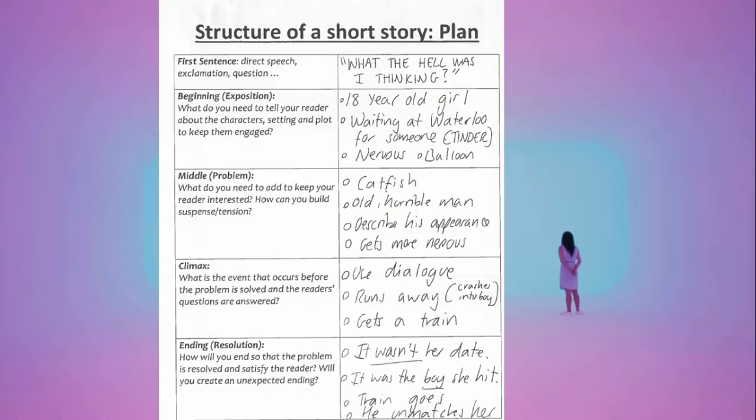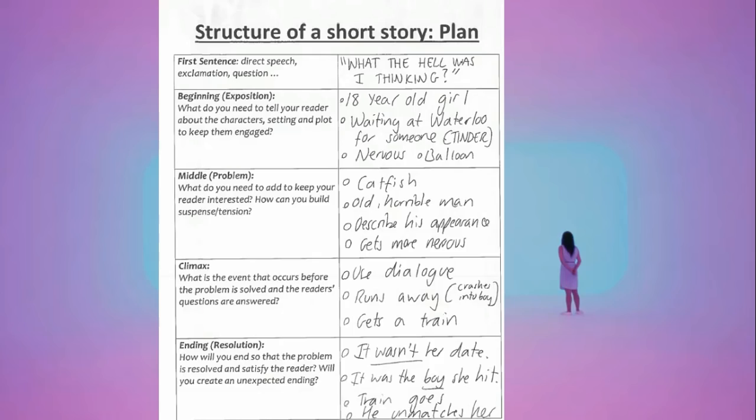Then the middle is, it's a catfish, a guy she doesn't know. She thinks that's the date, it's an old guy. She described her appearance, he's holding a balloon. So hopefully you got the idea. She was holding the balloon to meet the date. However, the old man just had a balloon by coincidence. Then my climax was she runs away from the old man and gets on the train.